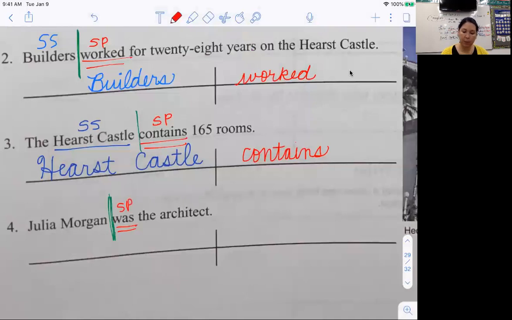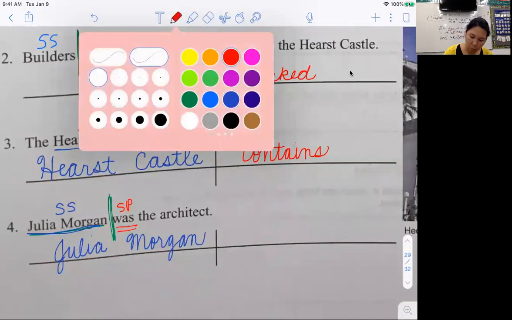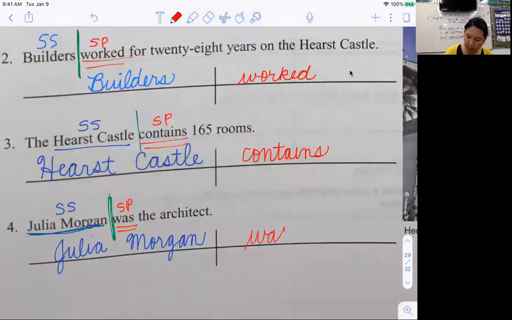What's going to be my simple subject? Who was the architect? If you just said Julia, look, Julia Morgan, that means that's her first and her last name. Oops, let me use blue here. So we're going to underline Julia Morgan. She is our simple subject. Okay, if they give us her first and last name, we have to use it. It's kind of like the auntie or uncle. Julia Morgan, haya, and then was is my predicate, simple predicate.